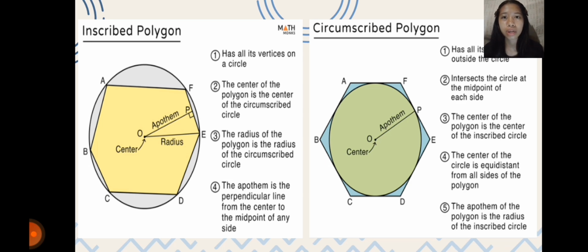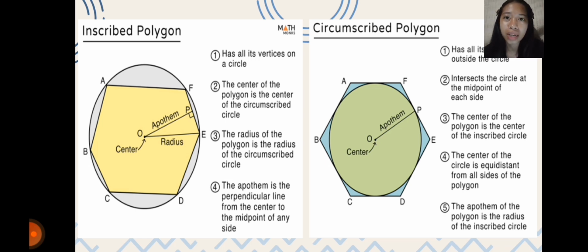Third, the radius of the polygon is equal to the radius of the circumscribed circle. In other words, the distance from the center to any vertex of the polygon is always the same and matches the radius of the circle. Fourth, the apothem is a perpendicular line from the center to the midpoint of any side. The apothem plays a crucial role in many geometric calculations, such as finding the area of the polygon.